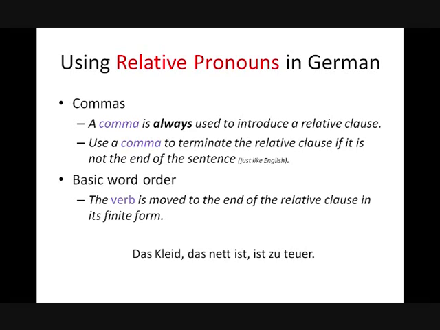Also note that the verb ist is at the end of the relative clause. That is because in a relative clause, the verb moves to the end in its finite form, or in its conjugated form. There's ist. Another example, note the position of the commas, one to introduce the relative clause before the relative pronoun das, and one to end the relative clause, because it's not the end of the whole idea. Also note that habe is at the end of the relative clause, and that it is habe, not haben, or anything else, because it still has to agree with the subject, which is ich. There it is.